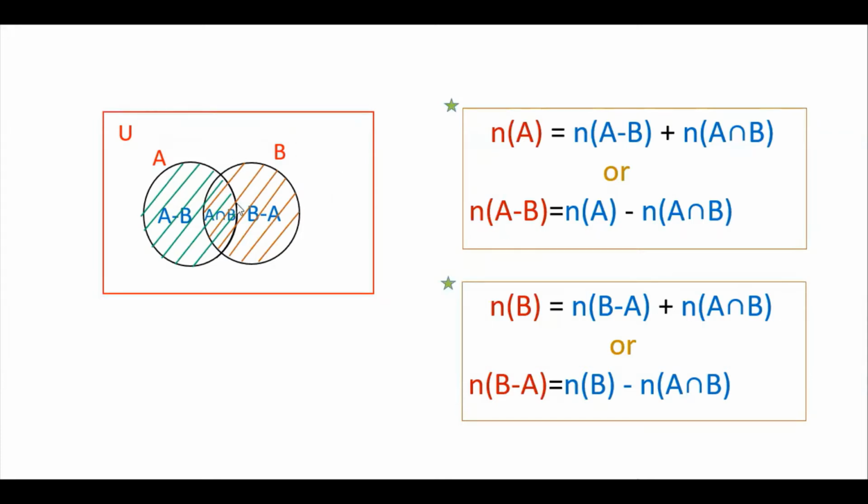If you see this Venn diagram, here n(A) you can write as n(A minus B) plus n(A intersection B), or if you want to find n(A minus B), that is equal to n(A) minus n(A intersection B). And here n(B) is equal to n(B minus A) plus n(A intersection B), or n(B minus A) is equal to n(B) minus n(A intersection B).